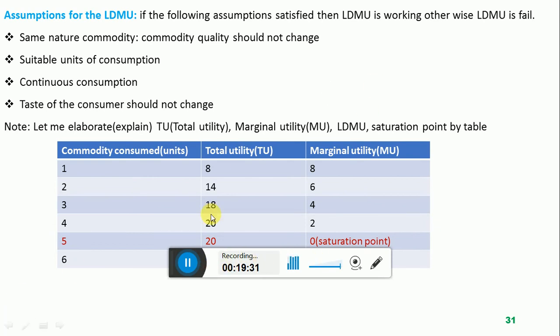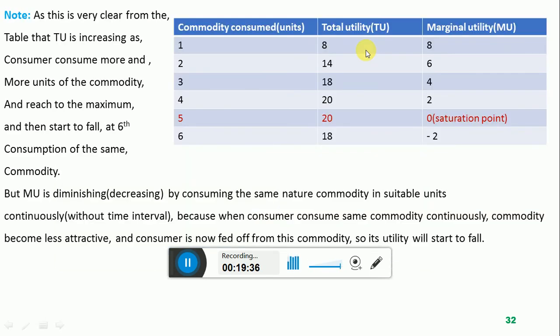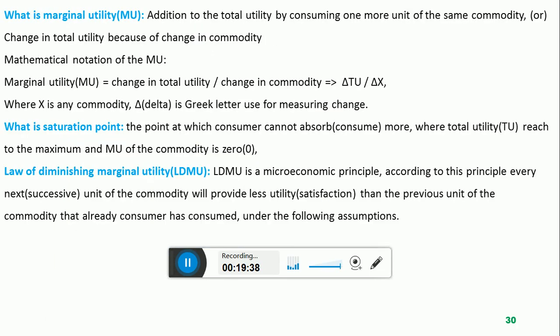Now we are switching toward another microeconomic principle, which is the law of diminishing marginal utility. Law of diminishing means law of decreasing marginal utility. What does this law mean? How can we define it?